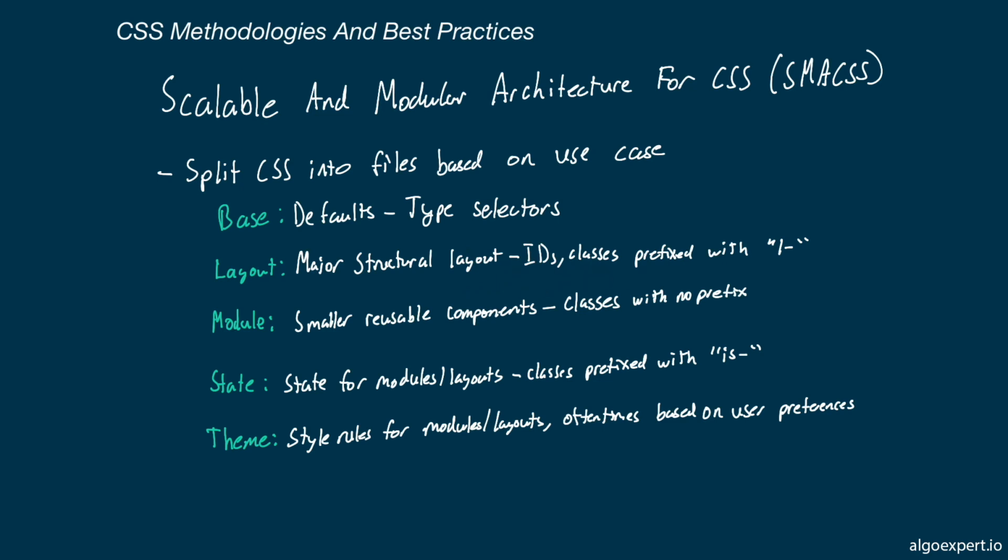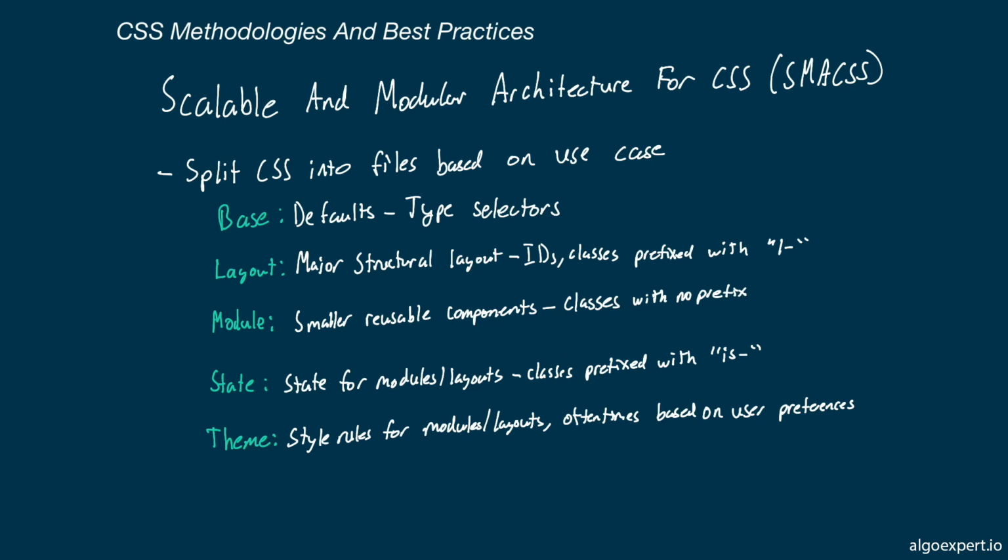The classes are usually prefixed with the letter L and then a dash before the name. So for example, we could have l-nav. Alternatively, some people prefer to use the word layout before the dash, so we could have layout-nav as well, and there are just 2 ways to do the same thing depending on how verbose you want to be with your naming. Next, we have the module file, which contains smaller reusable components.